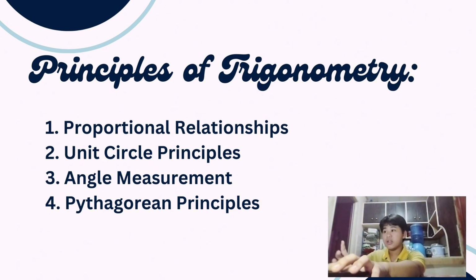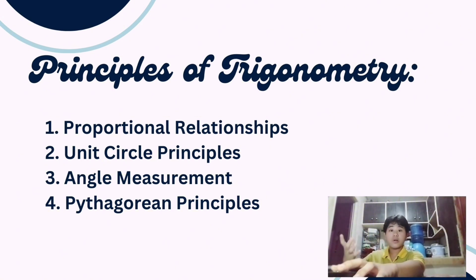In this discussion, first is the proportional relationships. Imagine in a right triangle, the ratios of the sides are constant for a given angle, forming the basis of sine, cosine, and tangent. Later on during the discussion, we will be discussing what those cosine, sine, and tangent are.